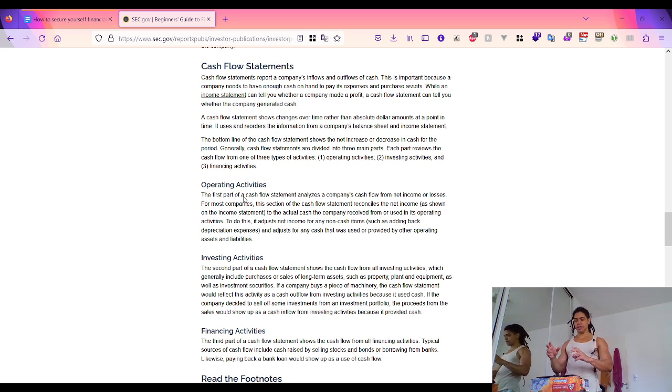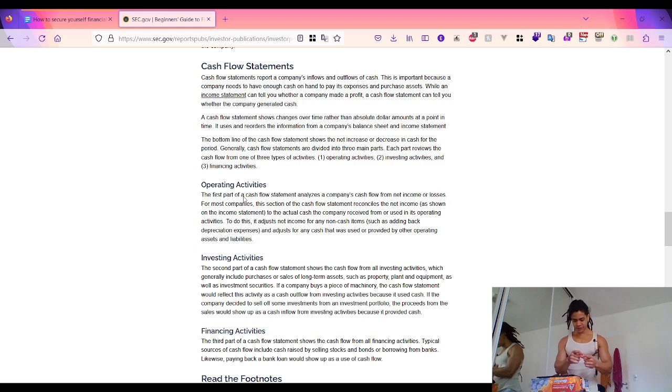Another example is stock-based compensation, where the company provides stock options or awards to the employees, but there is no cash involved here. It also adjusts for any cash that was used or received from other operating assets and liabilities.